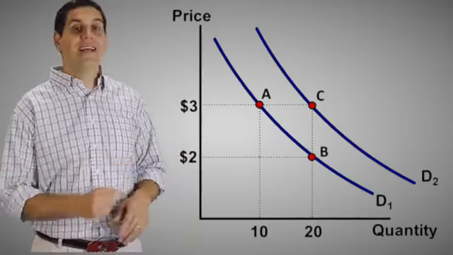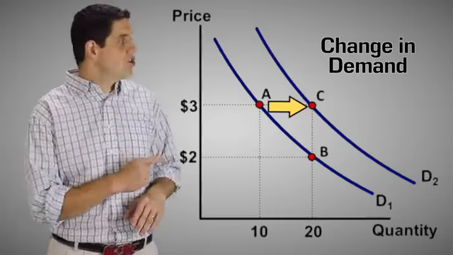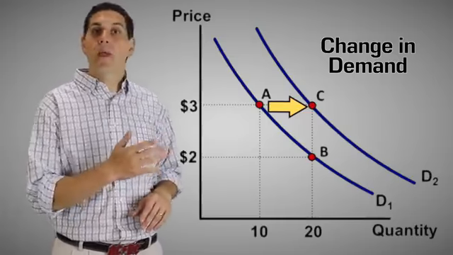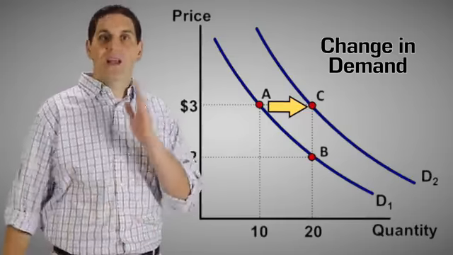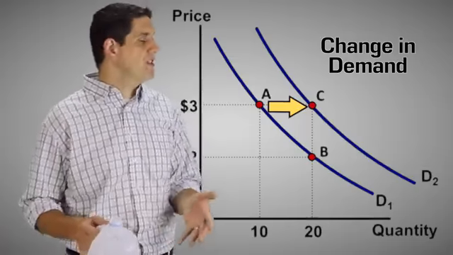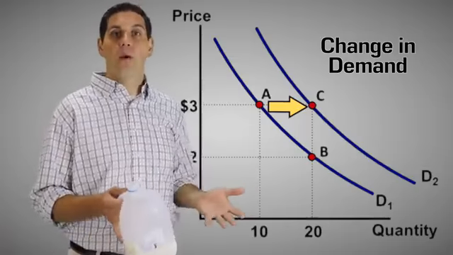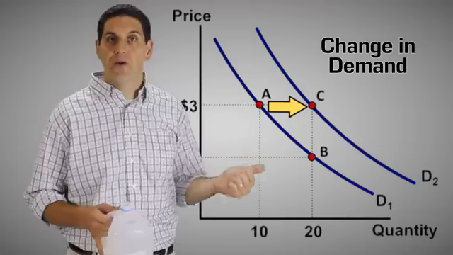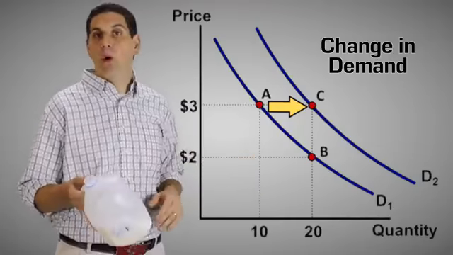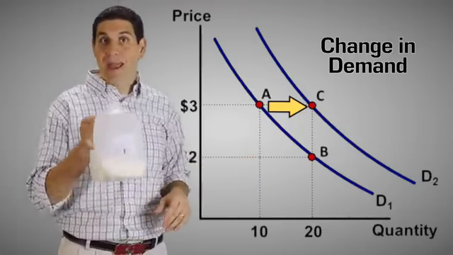Now, A to C is a change in demand. Price doesn't change. Price stayed at 3, but people decided to buy more. Why? Well, because of the 5 shifters. Like tastes and preferences. If people prefer and want more milk, then the entire demand curve will shift to the right. At that same $3 price, people want more, so that's a change in demand.